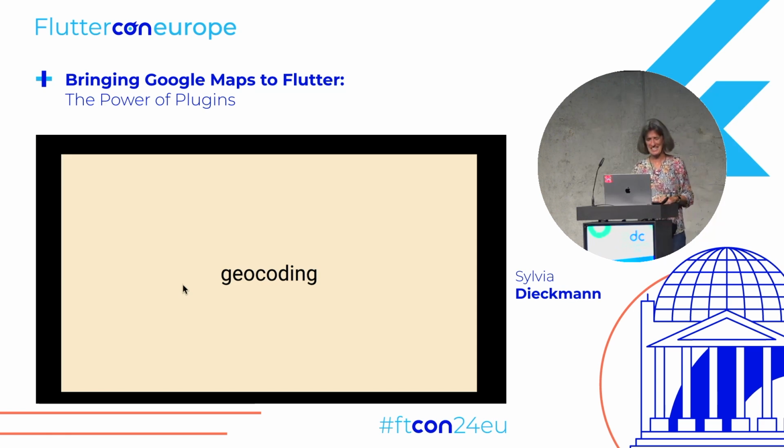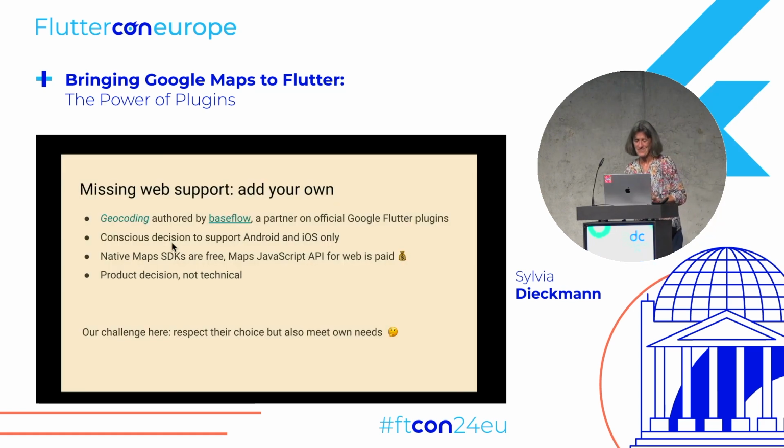Now the more complicated case, geocoding. Now, the geocoding package is not written by an individual contributor. It's written by a Dutch company called Baseflow, and they are heavy lifters. They are partnering with Google and have taken over maintenance of some of the official Google Flutter plugins. And it turns out that there have been people asking for web support for their package, and they have argued very well why they don't want to do that.